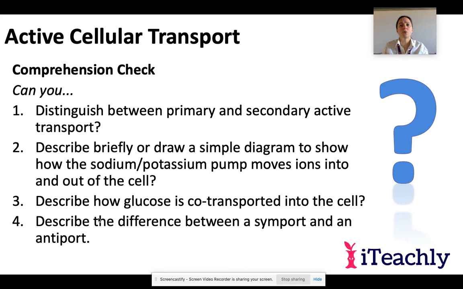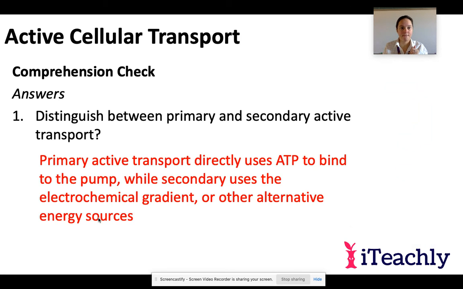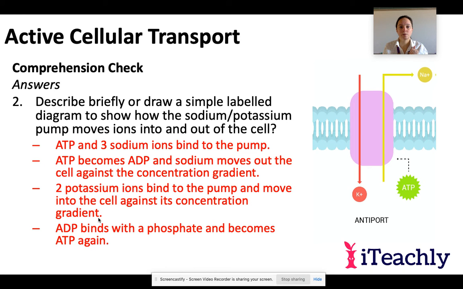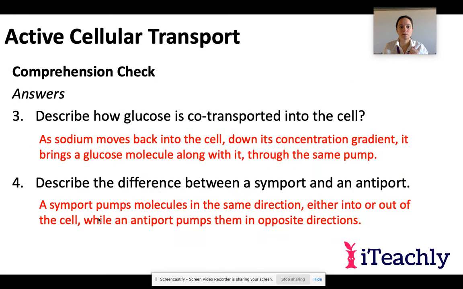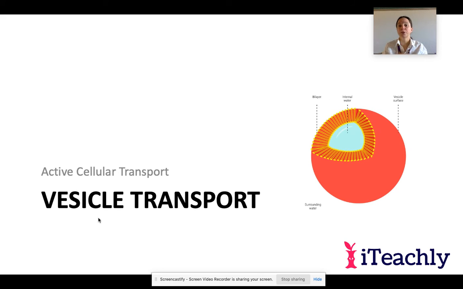So let's go ahead and take a look at a comprehension check and see how you're doing. Okay, so how'd you do?